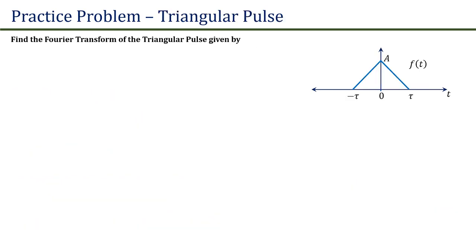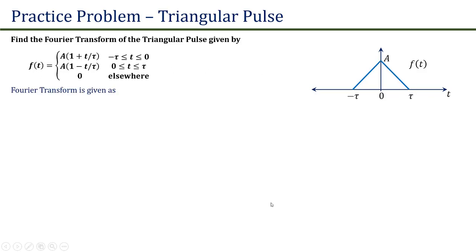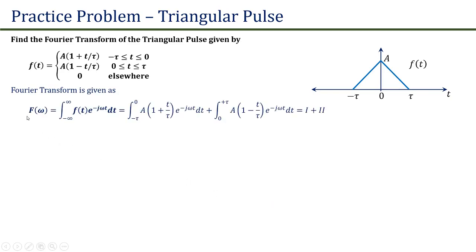Now let us consider another numerical problem where we are required to determine the Fourier transform of a triangular pulse as shown in this figure, and the mathematical function for this triangular pulse can be written using two line equations. One is for positive slope and the second one is for the negative slope as given by this equation. Now let us consider Fourier transform formula given as F(omega) is equal to integral from minus infinity to plus infinity f of t into e raised to power minus j omega t into dt.